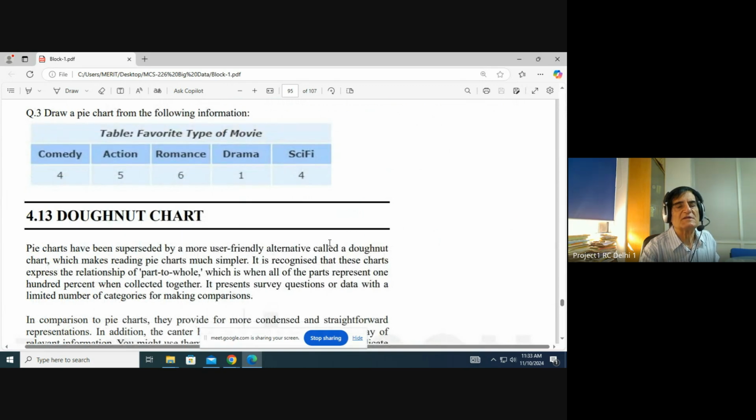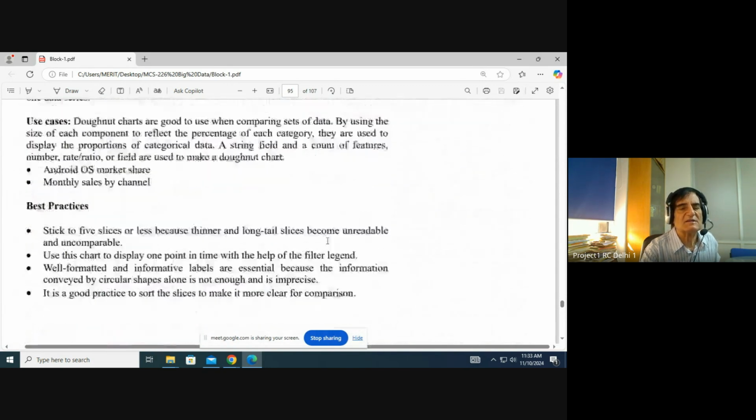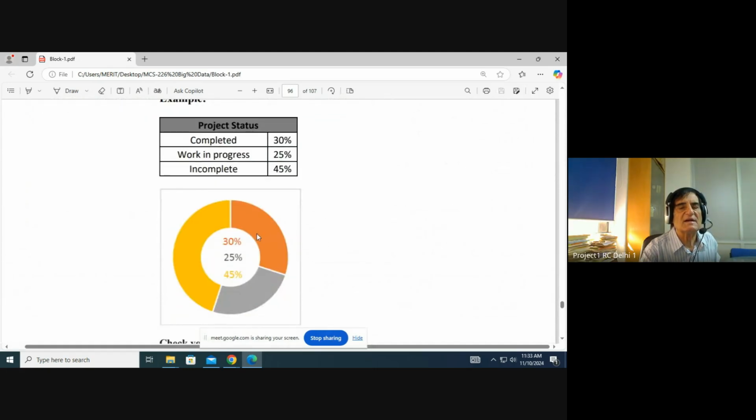Then donut charts. डोनट चार्ट्स का ये है कि दिस इज ये वो डोनट की तरह जो खाने वाली होती है वैसे बनाया होता है. तो उसमें पूरा नहीं भरते. ये दिस इज 30%, दिस इज 25%, एंड दिस इज 45%. इनकम्प्लीट इज 45%, दिस इज 30%, एंड दिस इज 25%. Yellow is 45, this is 30%, and this is 25%. So that makes it.